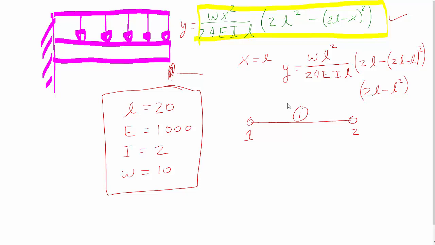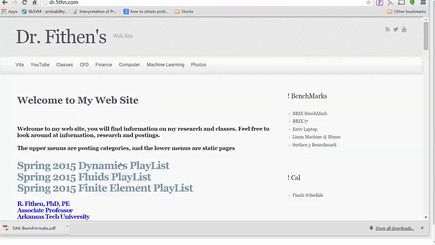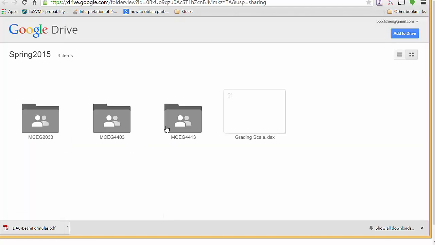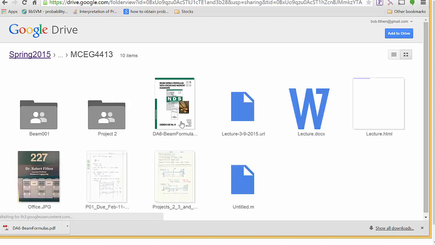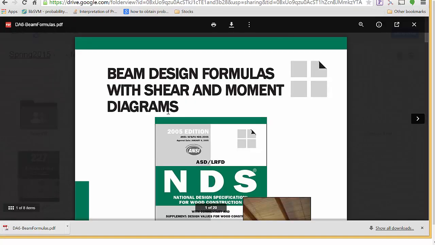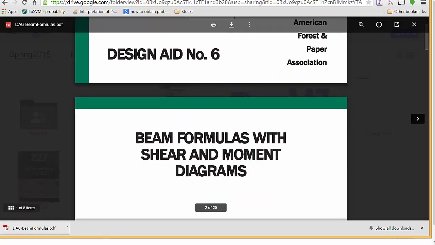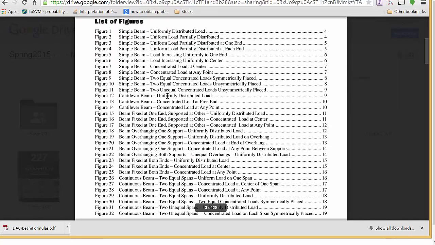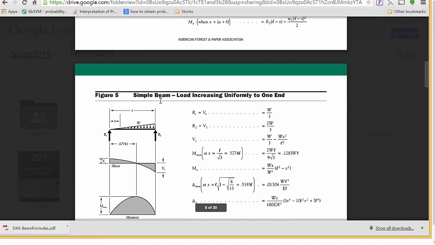Alright, what we're going to start now is, well, first we're going to take a look at the correct beam equation. What I did is I put the beam formulas from the American Wood Council on there, only because it seemed like they had a complete set.